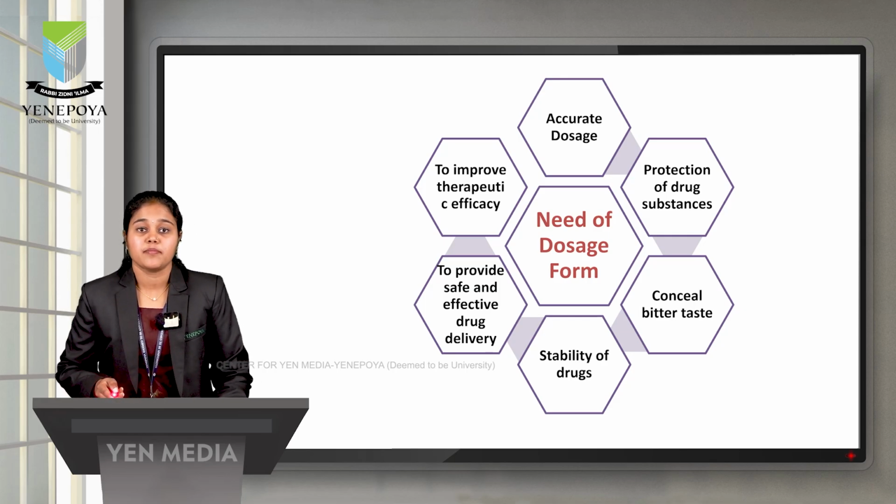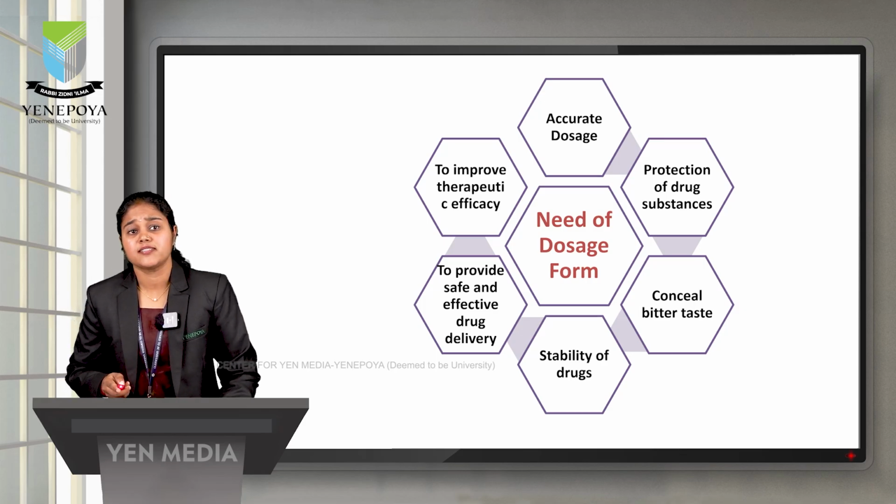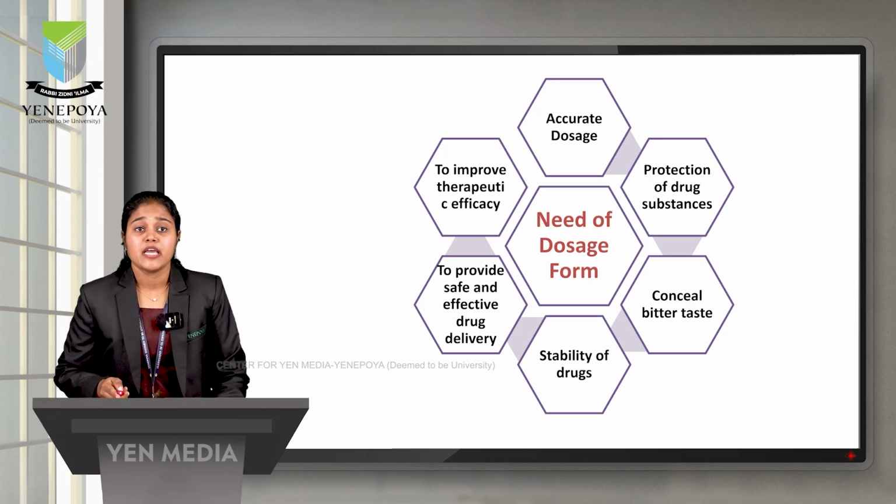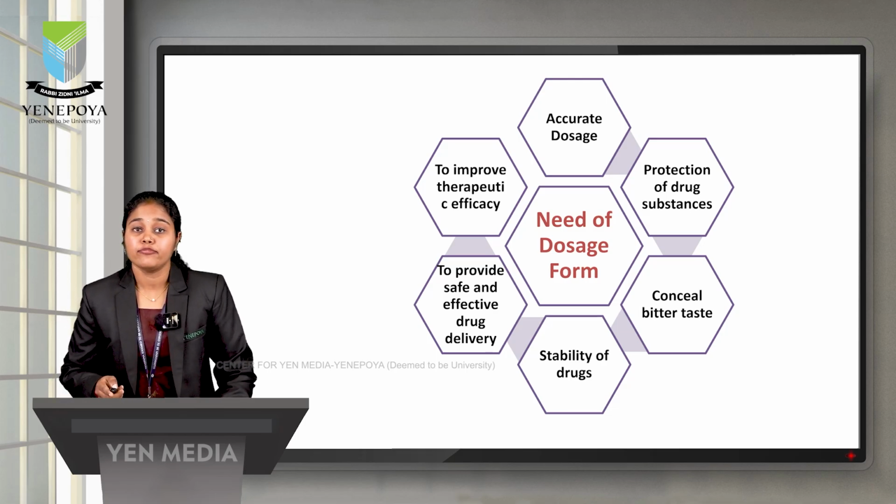The stability of the drug is another reason. Whenever we want to maintain the stability of a particular drug, we can go for a suitable dosage form. Other than this, if we want to provide safe and effective drug delivery, we can go for a dosage form. Another point is to improve the therapeutic efficacy. Ultimately, our aim is to increase the therapeutic efficacy of the particular drug and to enhance its bioavailability. For this purpose, we require dosage forms.